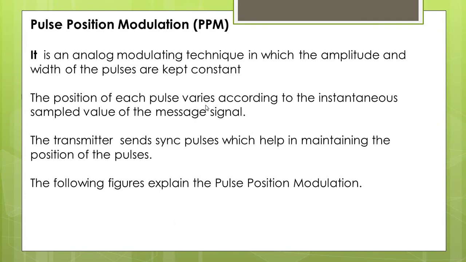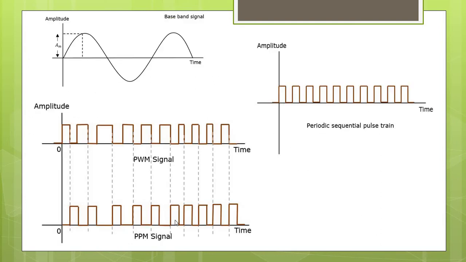So this is a modulating technique in which the amplitude of the pulses as well as the width of the pulses is kept constant. But here the position of the pulses is varying. So you can see the position of the pulses is varying, whereas the width of the pulse is constant. So the first signal, this is the message signal or the modulating signal. The second one is the periodic sequential pulse train, that is the carrier signal.